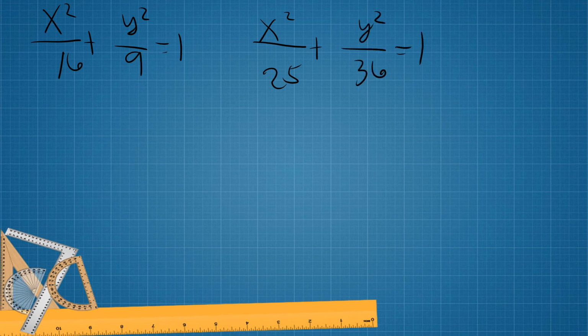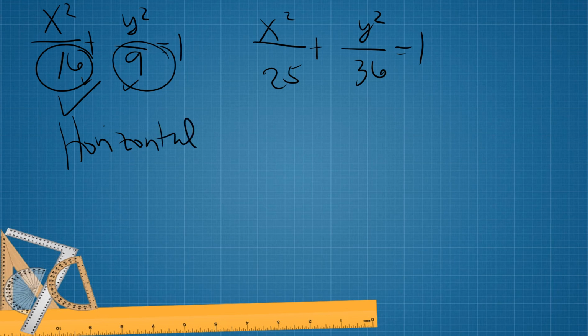As you can see, the first thing that you're going to do is to take a look at the denominator. On our first example, we have 16 and 9. The first thing that you're going to ask yourself is, which is greater? Is it 16 or 9? Of course, the greater denominator is 16. Since 16 is on the denominator of the x variable, therefore, it is oriented horizontally.